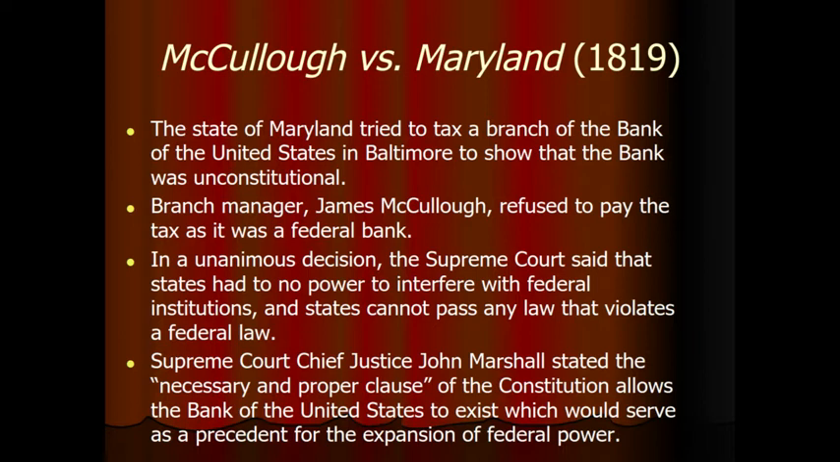But now, this official court ruling says that the Bank of the United States, the national bank, is a part of federal law. It is considered a federal institution, and it will not be taxed by specific states separately. The Chief Justice responsible for this was John Marshall, who stated that the necessary and proper clause of the Constitution allows the Bank of the United States to exist and would serve as a precedent for the expansion of federal power.